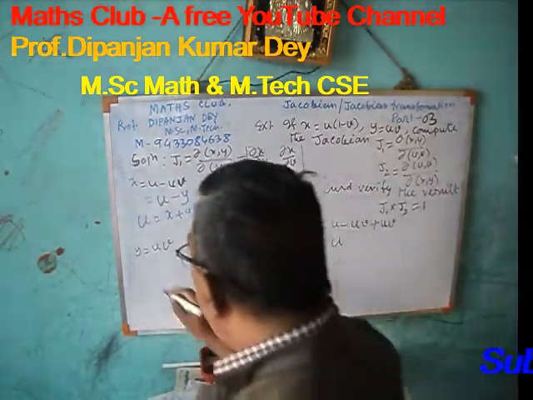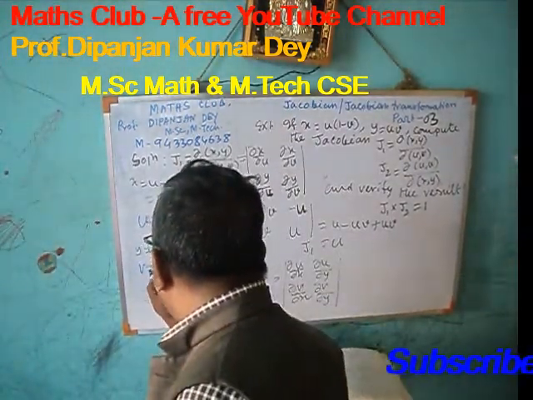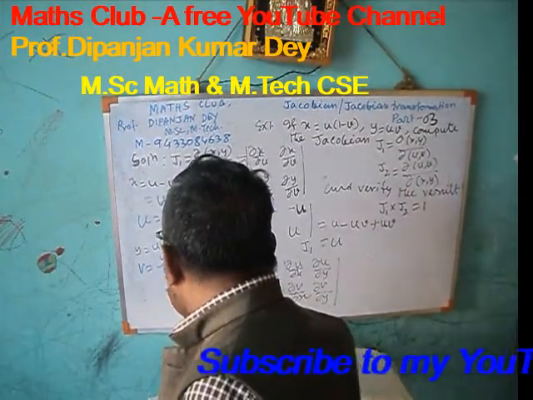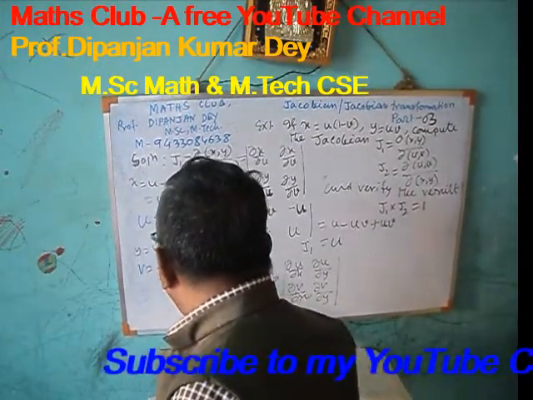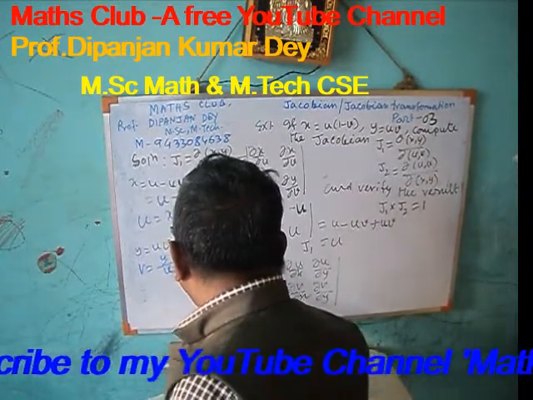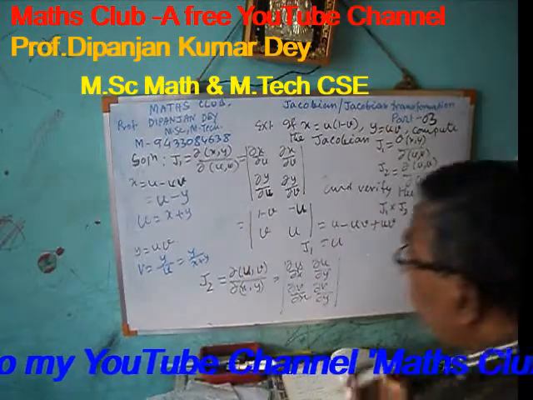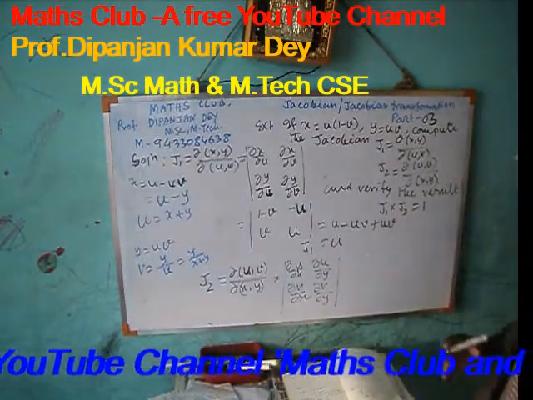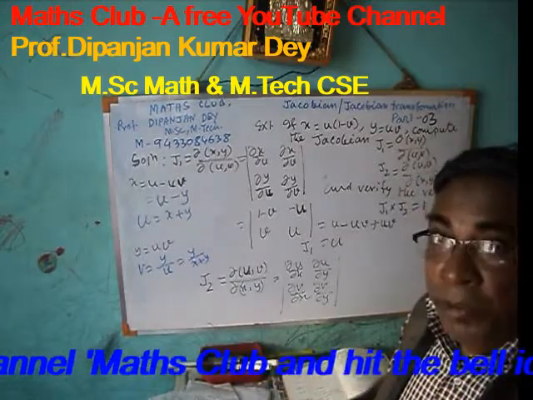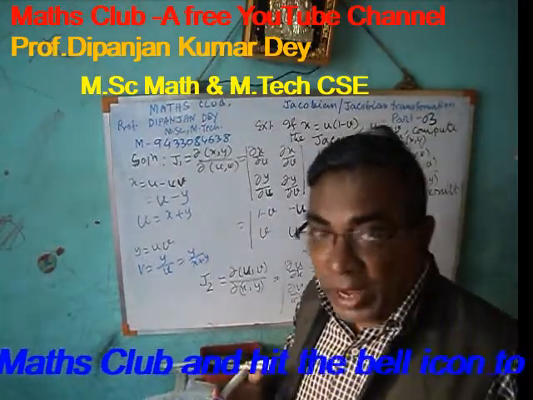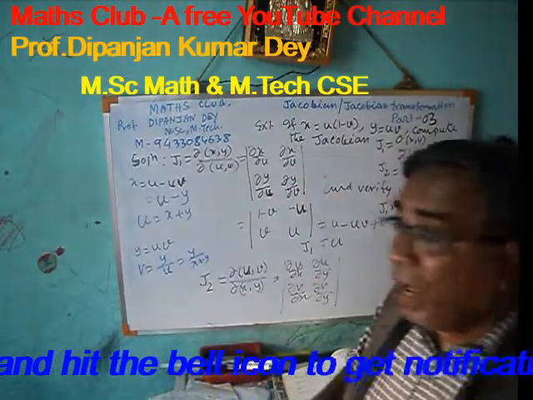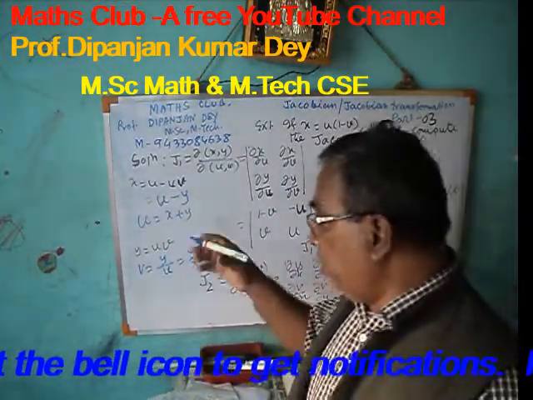So now what is v? v equals y by u, and u is x plus y, so v equals y by x plus y. So what we are doing here is converting u and v in terms of x and y, because you want to find del u del x, del u del y, del v del x, del v del y.